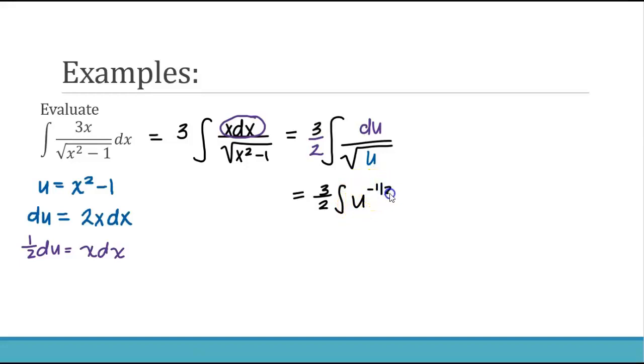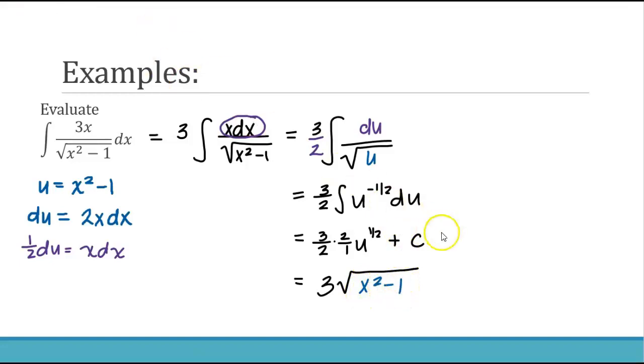I have to rewrite this as u to the negative 1/2 du. So I'll keep that constant in the front. And when we take the antiderivative, it's going to be u to the 1/2 when I add 1. And then I would have to divide by 1/2, which is the same as multiplying by the reciprocal, multiplying by 2 over 1, plus c. So now those 2's would cancel. I get 3, and then u to the 1/2, or the square root of, and my u was x squared minus 1, and then plus c. So this is my indefinite integral.